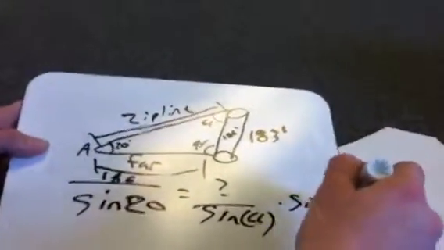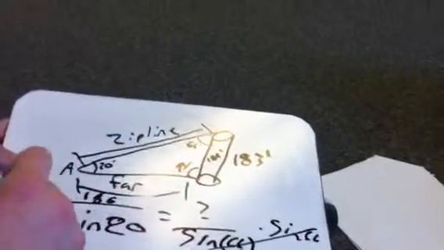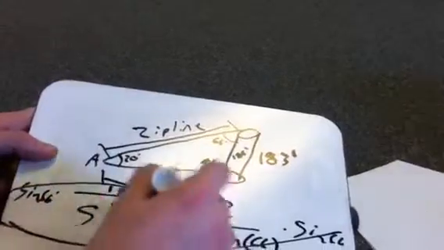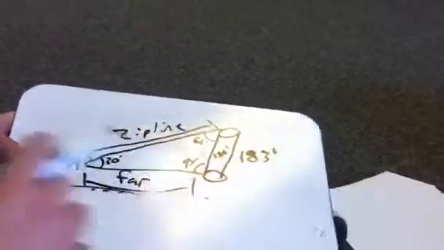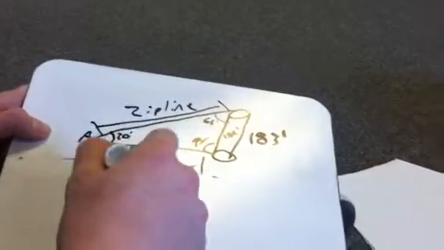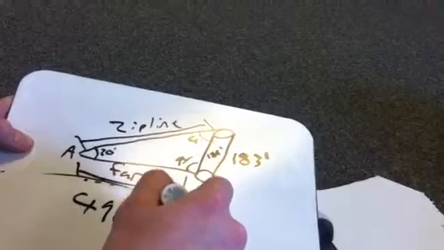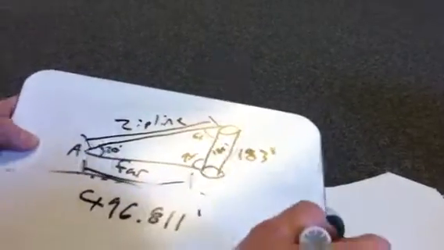And you would multiply like you did before, cancel those out, and then you'd enter this part into your calculator, and you would get that you are 496.811 feet away from the Leaning Tower of Pisa.